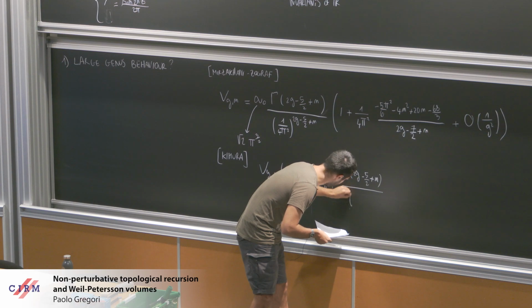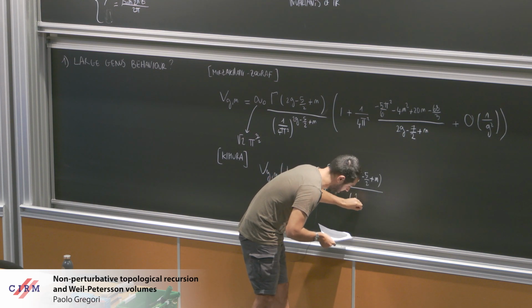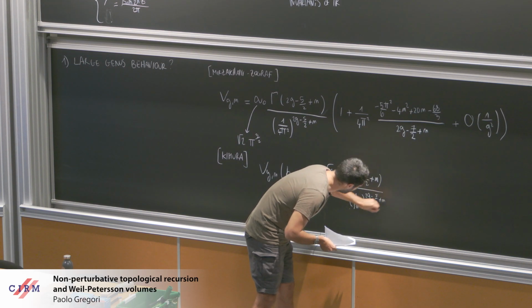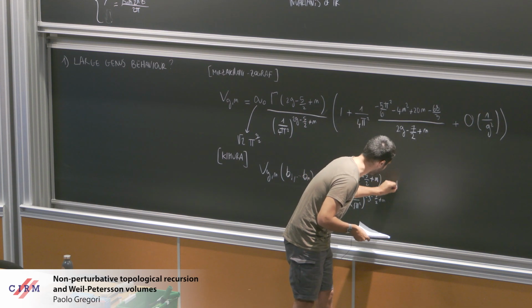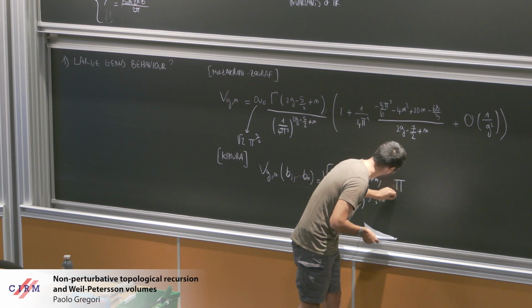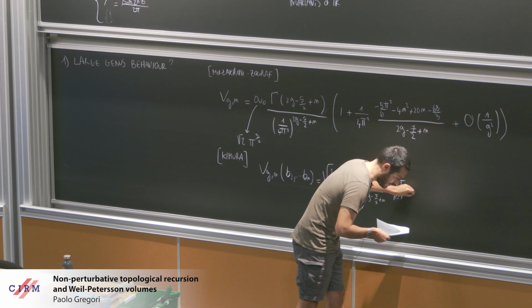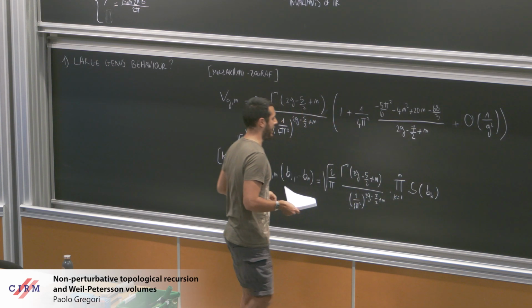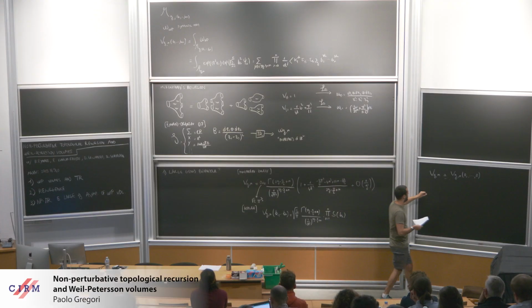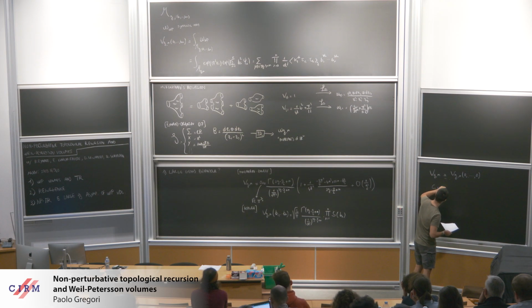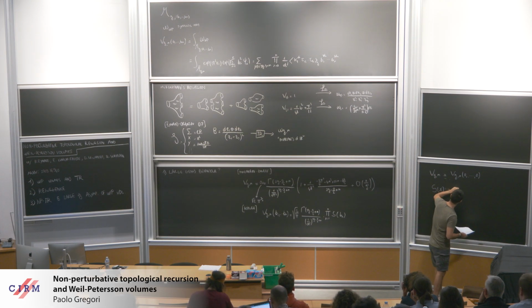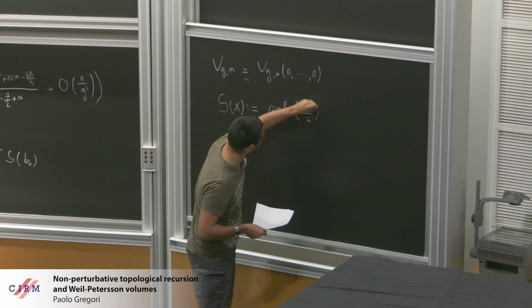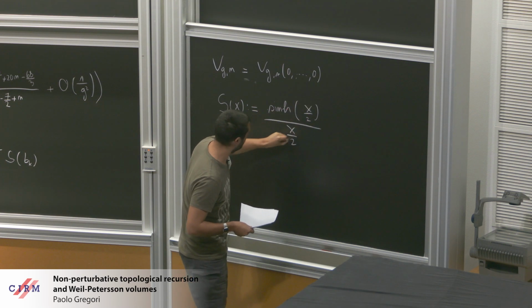So same factorial growth as expected, same exponential contribution, but then of course we have a part that depends on the boundary lengths, which is encoded by this function that I call S. Let me define it here. It's the ratio between the hyperbolic sine of x over 2 and x over 2.